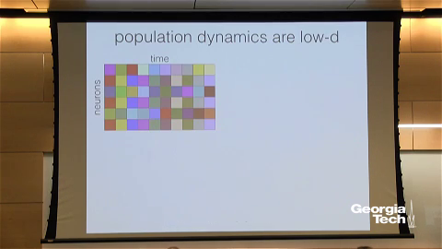By stacking many of these d-dimensional representations together across time, we can form this matrix which represents the joint activity over time of a population of neurons.